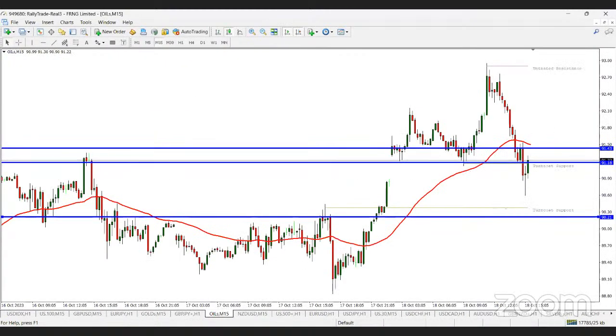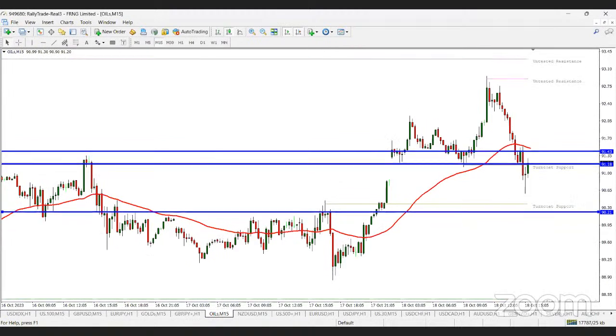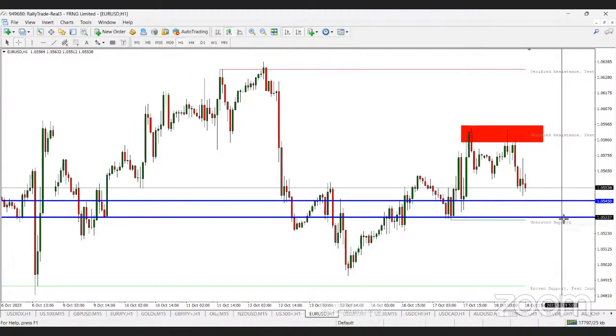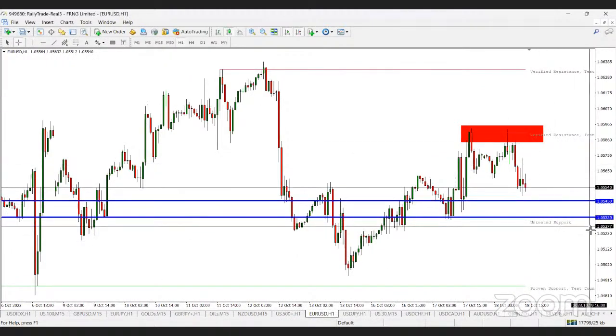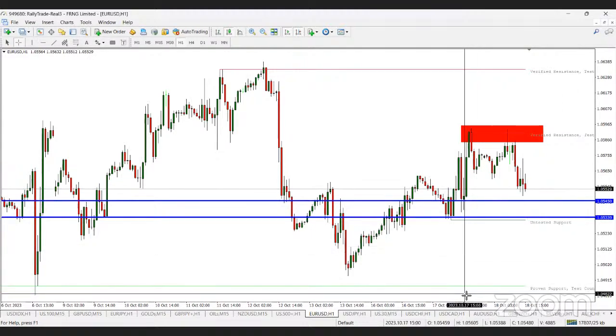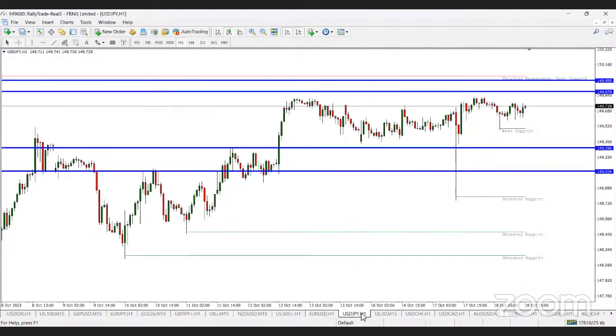Then oil, we gave oil at 91.18, take profit at 91.43. It's currently active, so please monitor that. Euro USD also did not push up, but we gave a sell stop for Euro USD at 1.05450 and take profit at 1.05339. So please watch out for that.